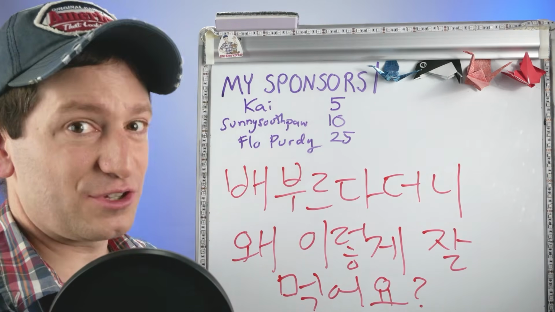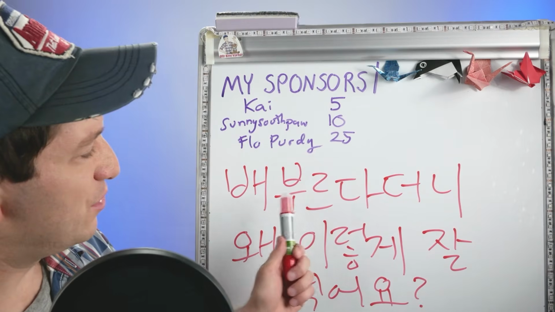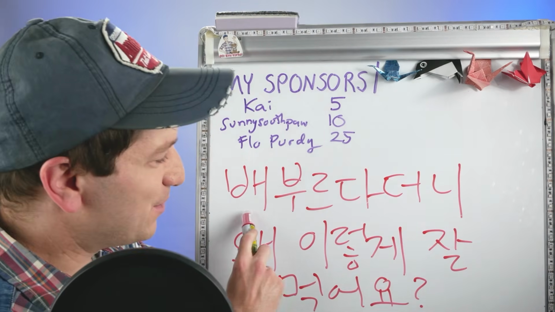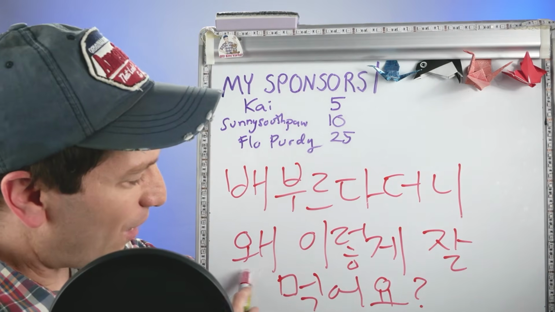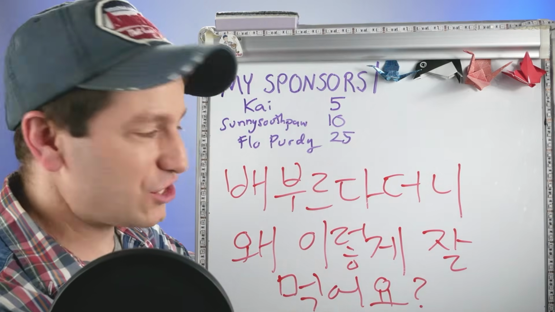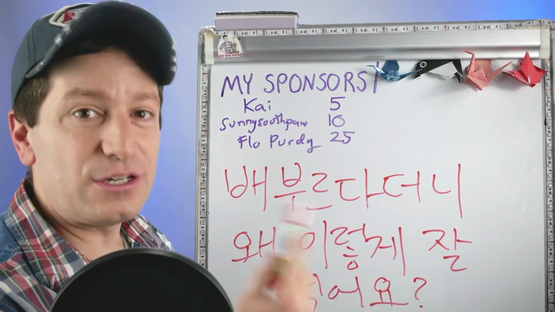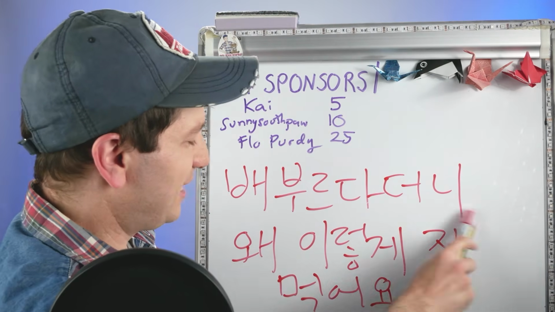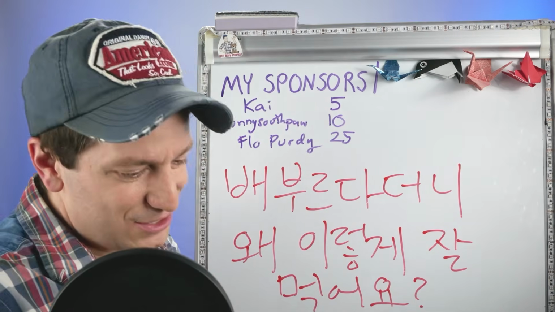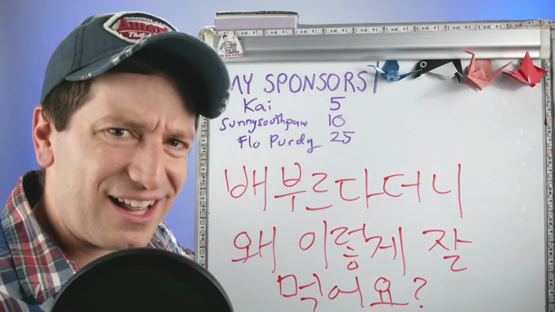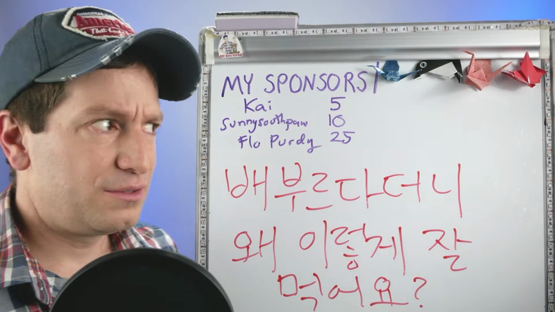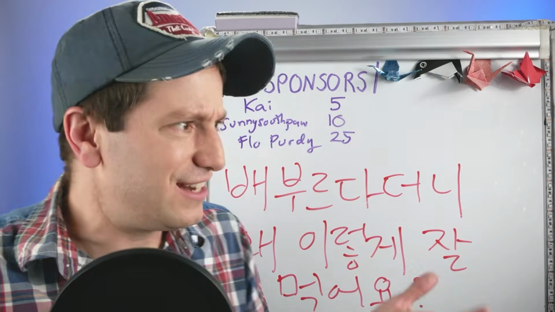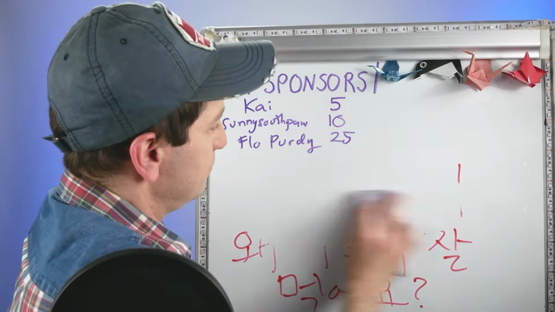배부르다, 배가 부르다 is to be full. 배부르다고 하더니. So you said that you are full. 배부르다더니. 왜? Why? 이렇게, like this, so much. 잘 먹다 is to eat well, which is to eat a lot. 왜 이렇게 잘 먹어요? 배부르다더니. 왜 이렇게 잘 먹어요? You said you're full, but why are you eating so well? You said that you're full, but then, hey, it's like you're telling a story. Hey, you said you're full, so then how come you're eating so well?